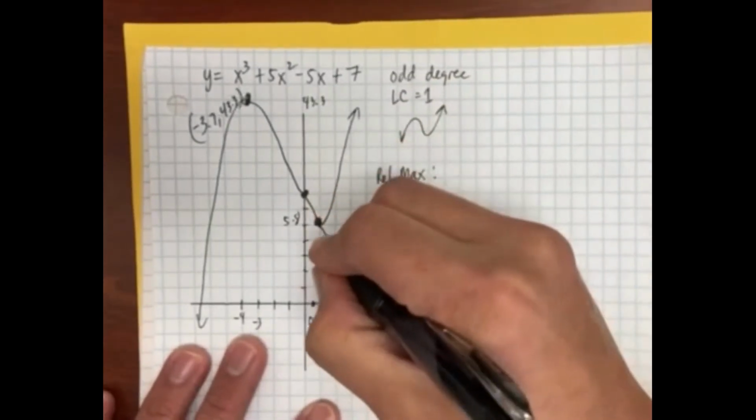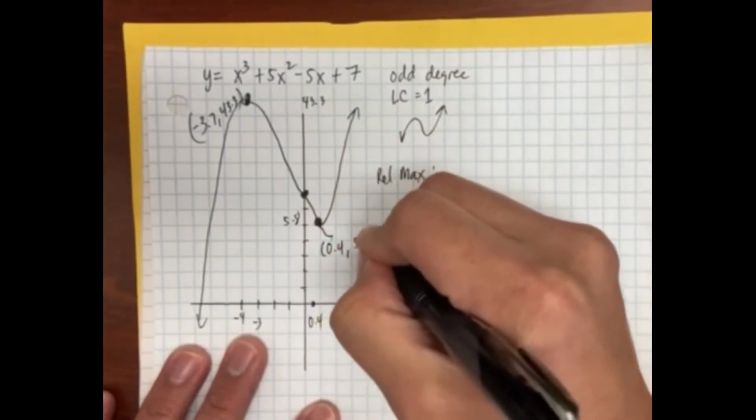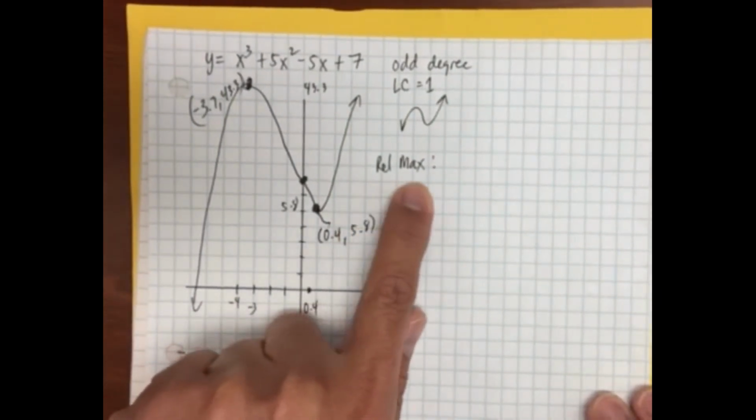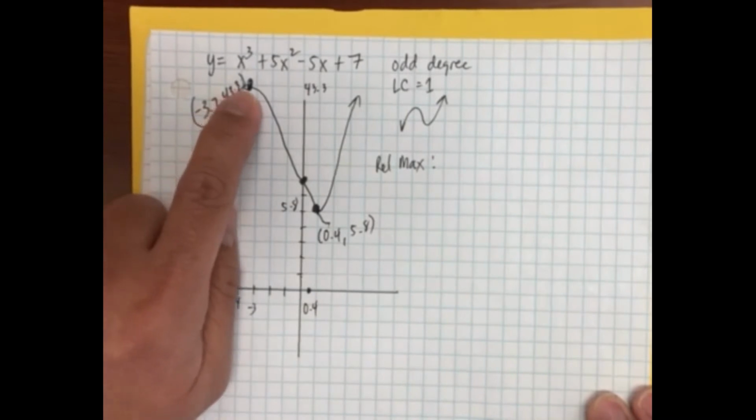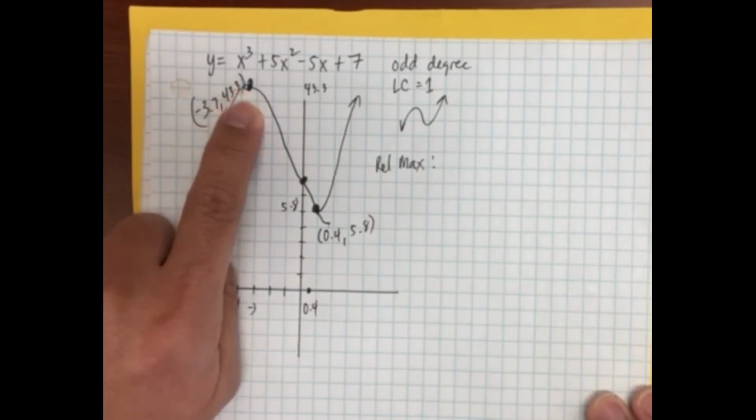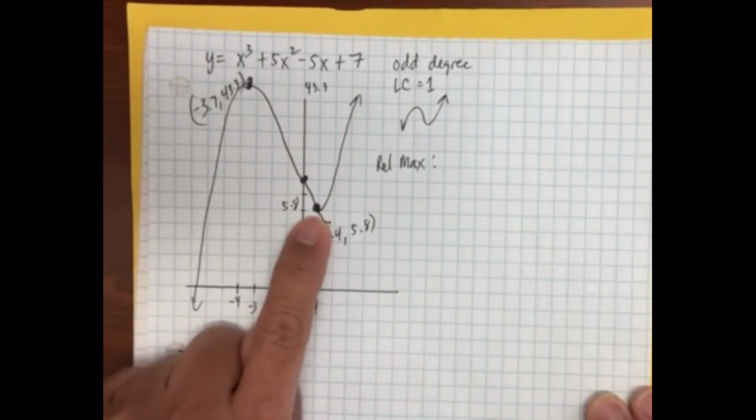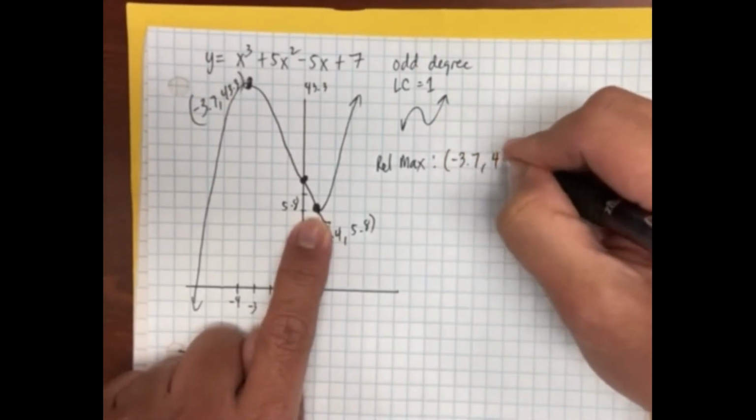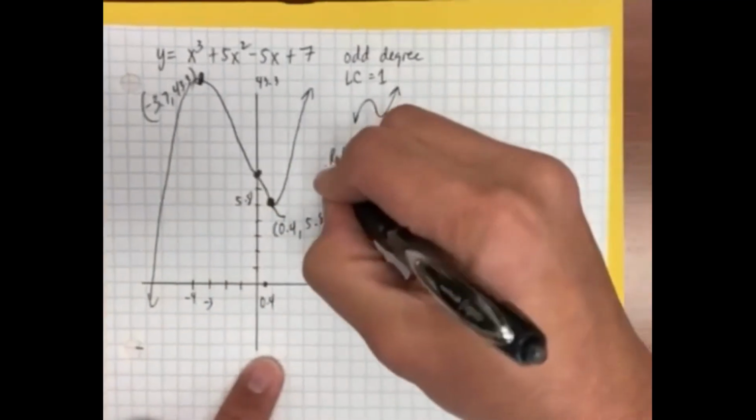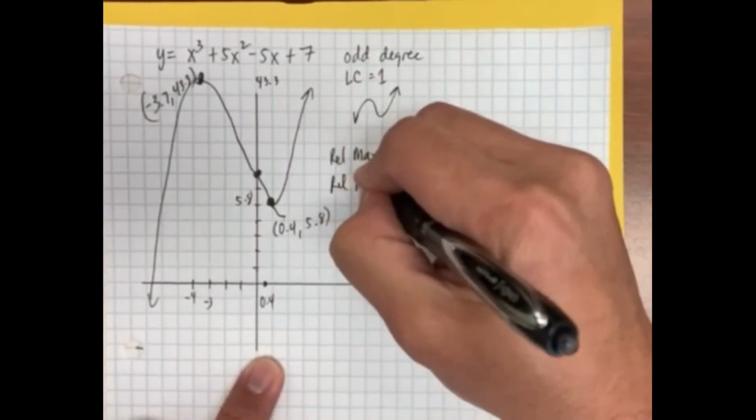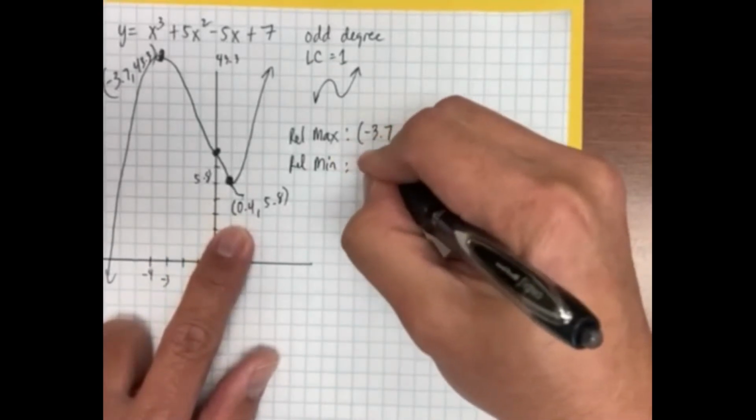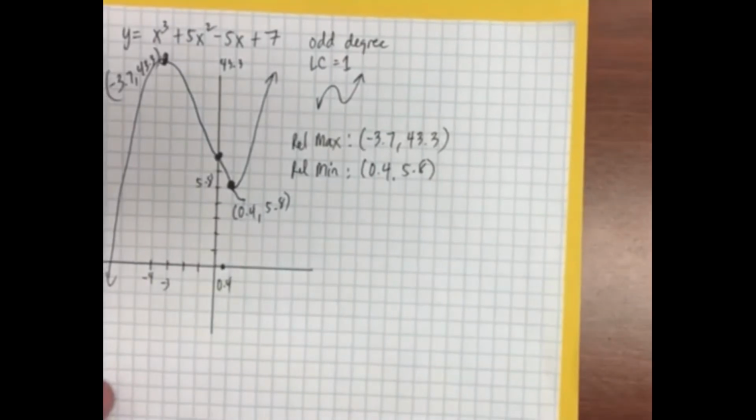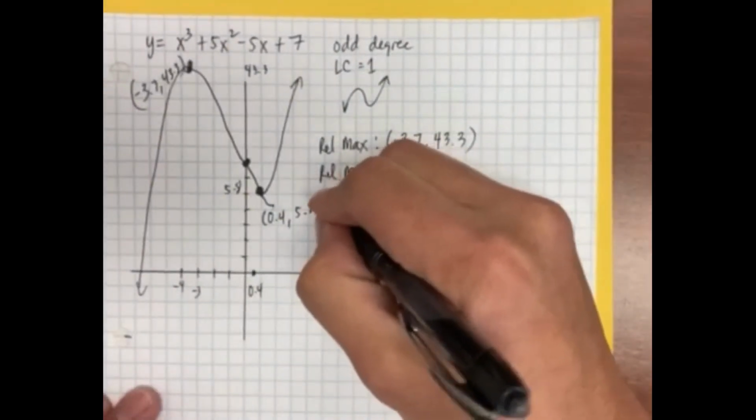And this point here is (0.4, 5.8). That's the minimum, right? Now, how do you find the relative minimum and maximum? This is our relative maximum, and this is our relative minimum. So the relative maximum will be (-3.7, 43.3), and our relative minimum is going to be (0.4, 5.8). Okay, there you go. So as we find the EB, what's EB again?